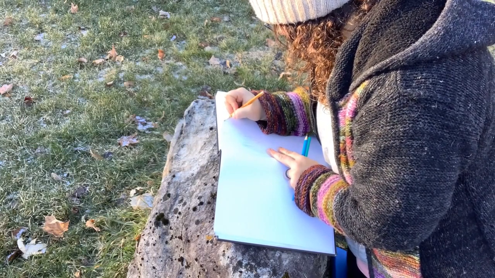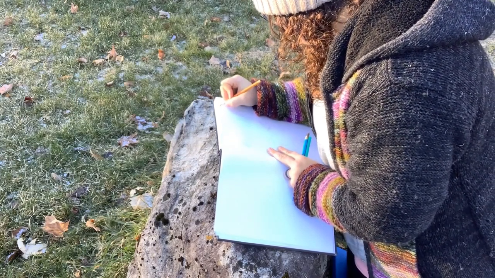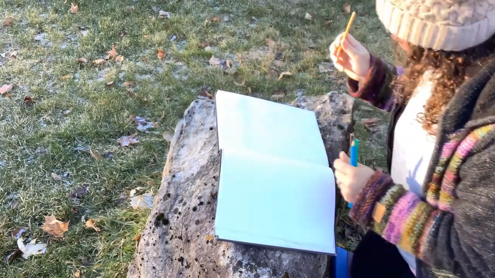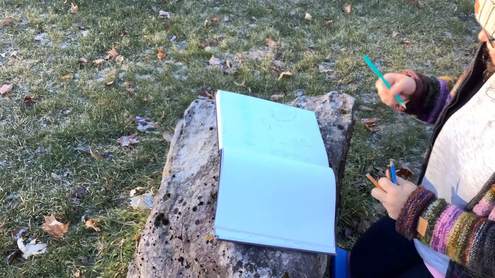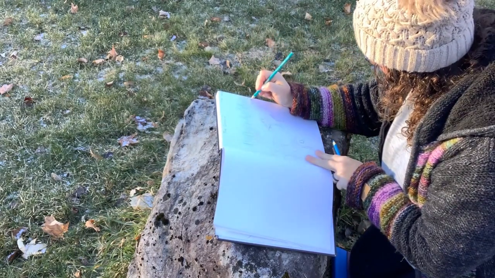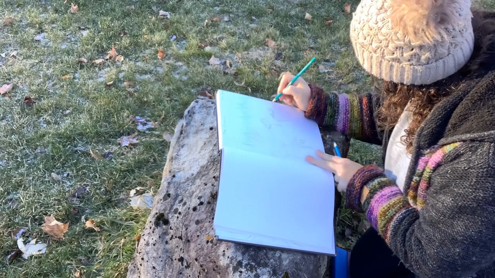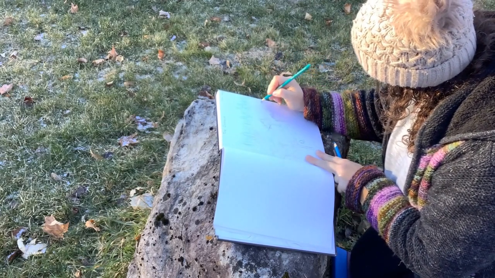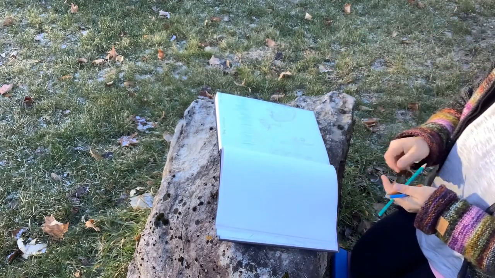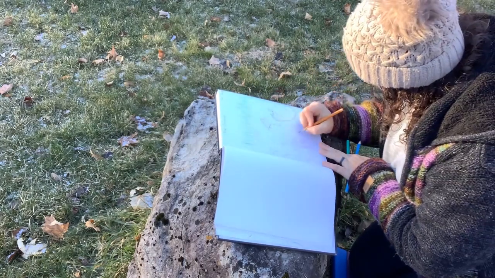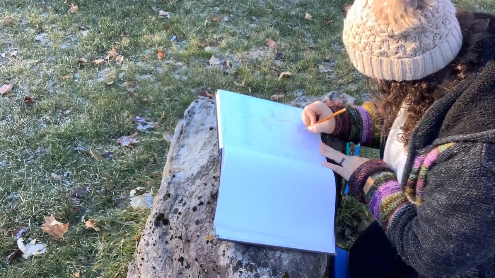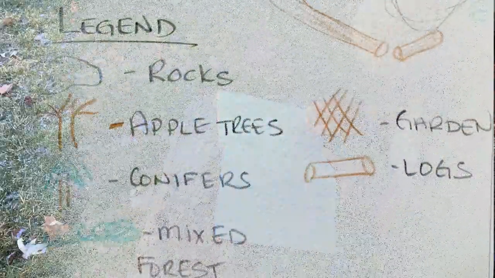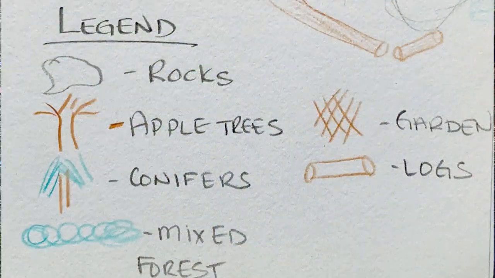Now, with any map, you want to make sure it has a title, and I added the date to this one so that I could remember, if I go back and draw it again, maybe in another season, what it looks like in autumn versus what it might look like in summer. Now, also, all maps should have a legend or a key. So in this one, I definitely wanted to focus on making sure I had all those key symbols.